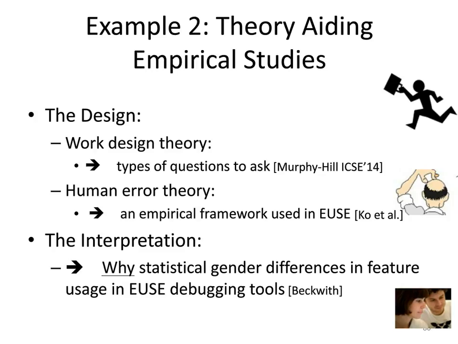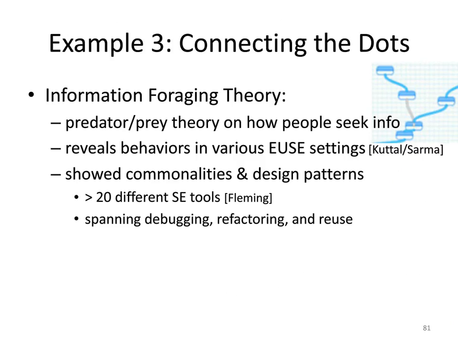And then example 3, connecting the dots. Information foraging theory is a theory that's been very good for that. That's a predator-prey theory on how people seek information. It reveals behaviors in various end-user software engineering settings, and it's also been used to show the commonalities and design patterns across 20 different software engineering tools spanning debugging and refactoring and reuse, and so basically all across these previous silos.